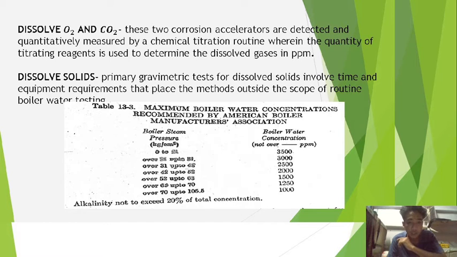So here is the table of maximum boiler water concentrations recommended by the American Boiler Manufacturers Association, by boiler steam pressure. So alkalinity should not exceed 20% of total concentration. If alkalinity exceeds that, it is no longer called alkalinity.